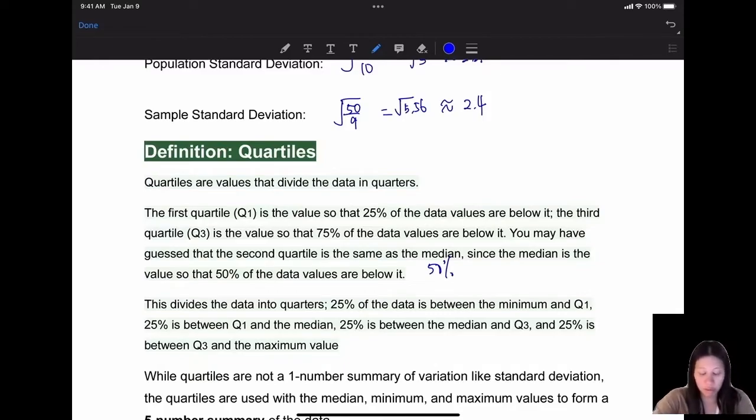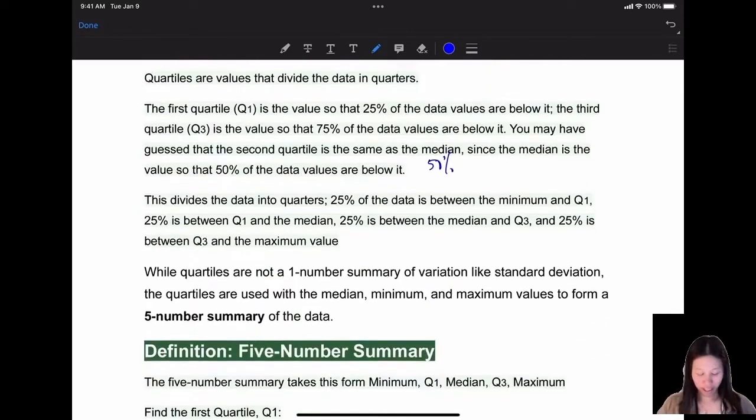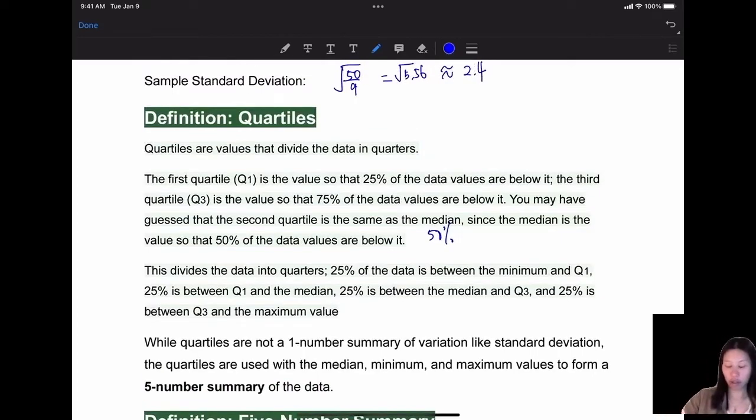The 50% of values are below it. So this divides the data into quarters of 25% of data each: 25% of the data between the minimum and the first quartile, and between the first quartile and the median. So basically, you have a minimum, first quartile, median, which is also the second quartile, third quartile, and the maximum.